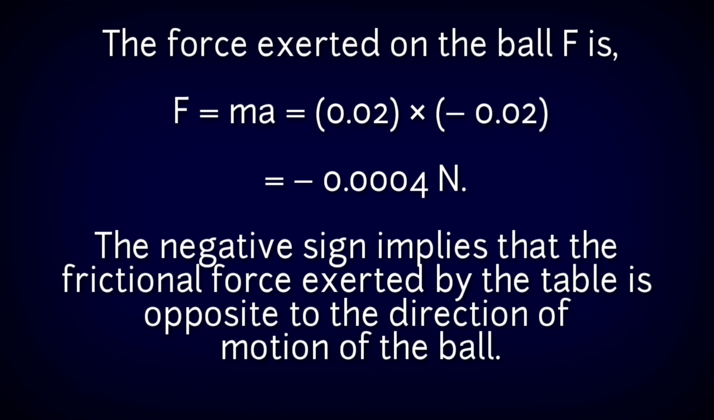What exactly we have to find is force. So force is equal to mass into acceleration. What is mass? 0.02 kg. What is acceleration? Minus 0.02 meter per second square. Multiplying both the terms, we get minus 0.0004 newtons. This negative sign indicates that the frictional force is acting in the direction opposite to the one in which the ball is moving.